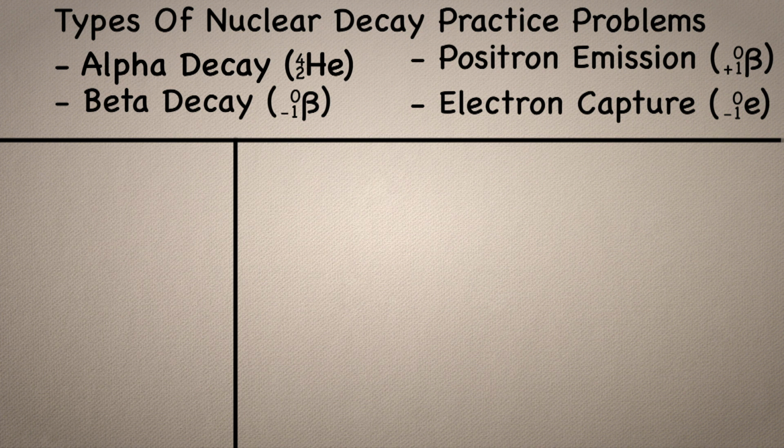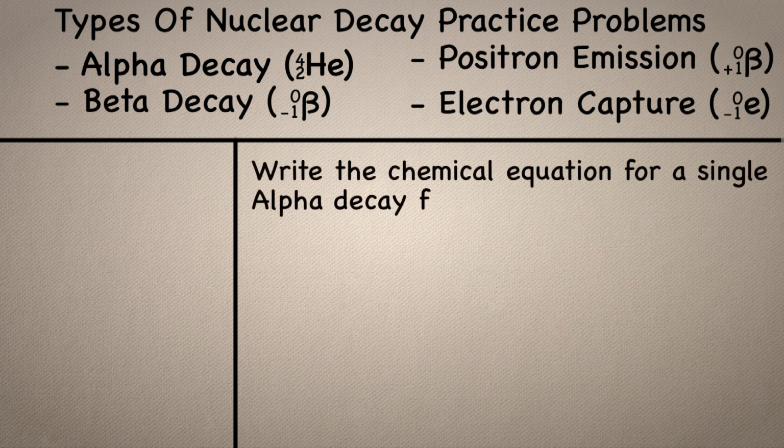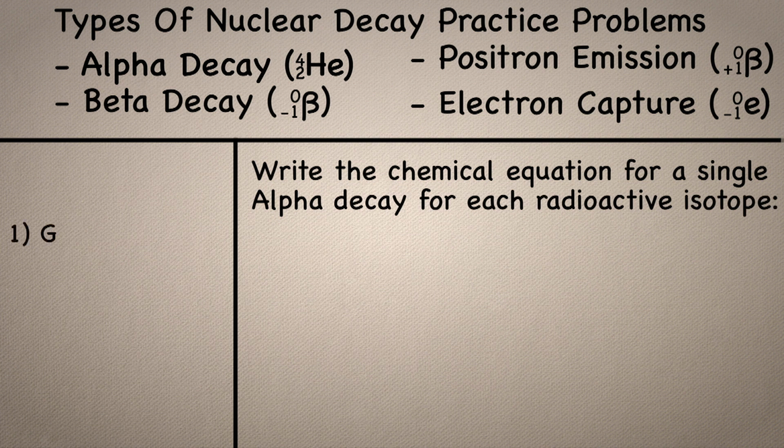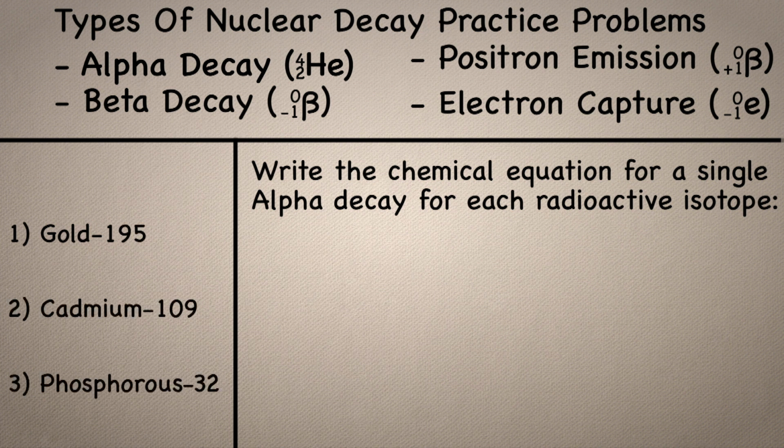For these first couple, we're going to say write the chemical equation for a single alpha decay for each of the following radioactive isotopes: gold-195, cadmium-109, phosphorus-32. Okay, so let's go back to gold-195. First of all, we see gold, the 195 is the atomic mass, so that's the top number. So you have gold, Au, 195. Now that bottom number is just the atomic number, which is 79. Okay, so we have for our first part, 195, 79 Au.